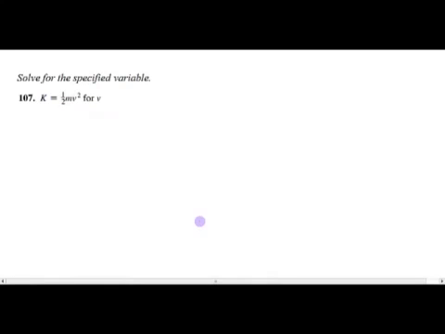Let's solve this equation for the specified variable. K equals 1/2 mv squared for v. The first thing that we probably would want to do is get rid of the fraction. So let's multiply both sides by 2. This gives me a 2k equals mv squared.